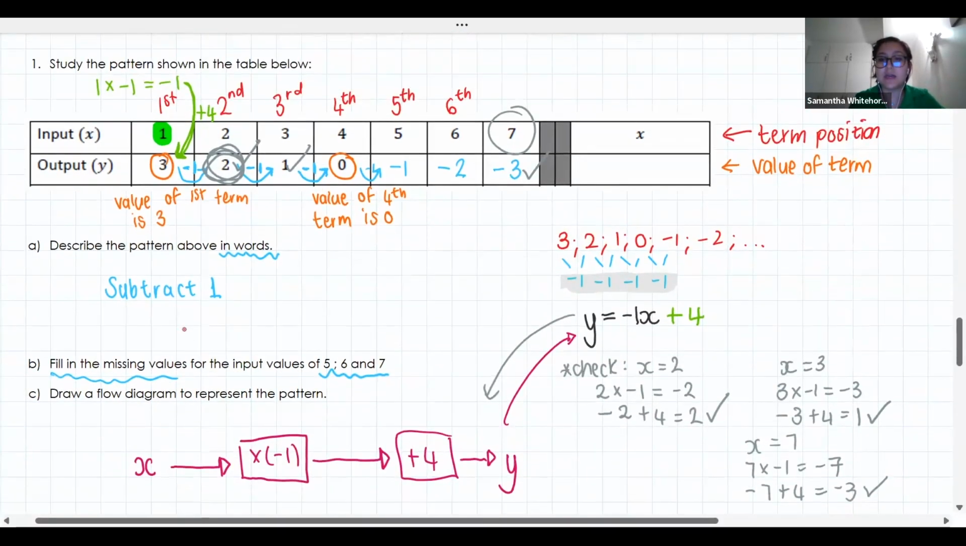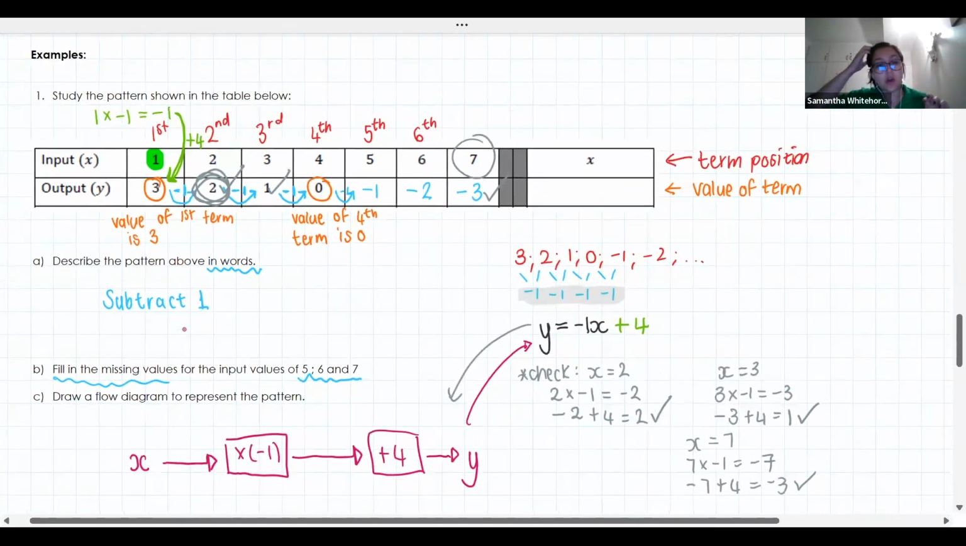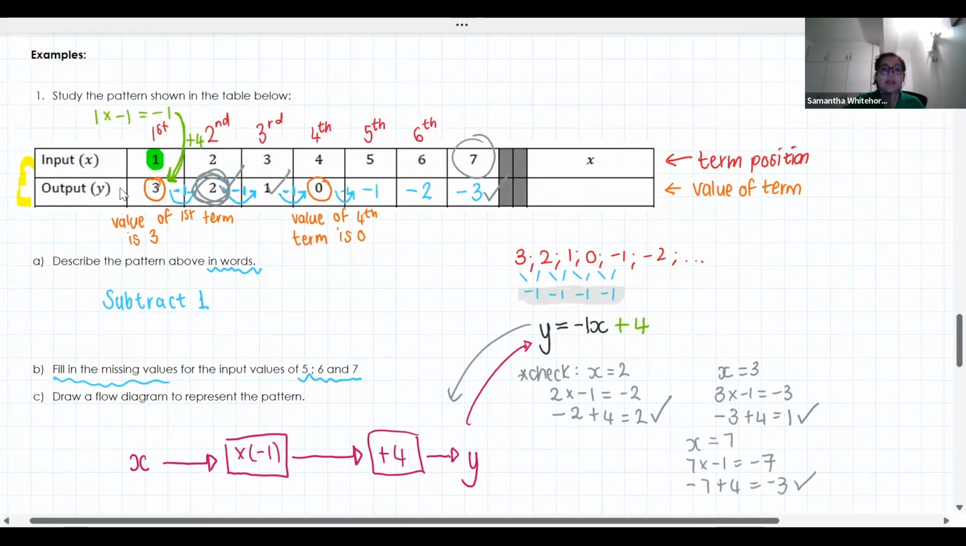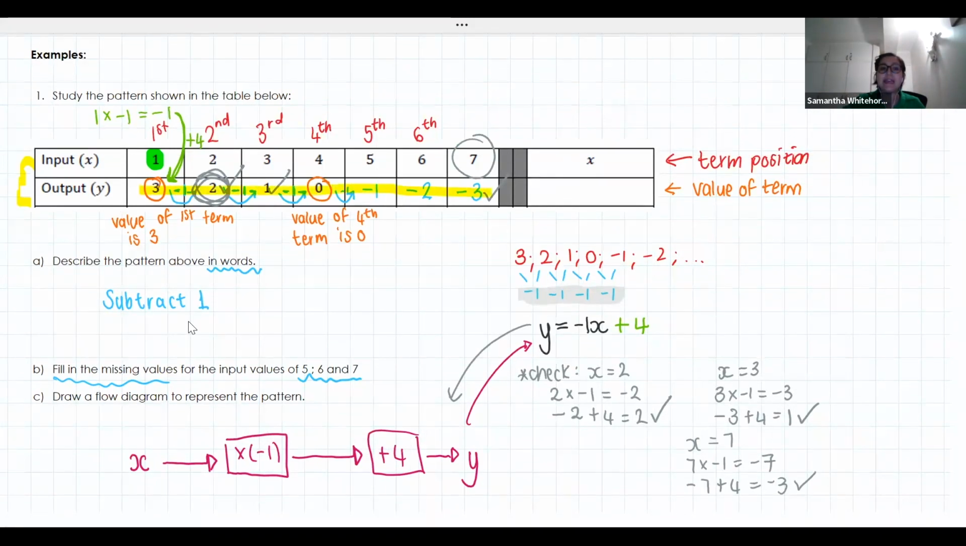Okay, so this is why I said to you earlier, when we're not given a flow diagram, it does make it a little bit harder for us to know what the pattern is. But when given a table, we can always look at what our input and output values are, so the x and the y, and we can establish what the relationship between our output values is in order to then eventually go and find our rule.